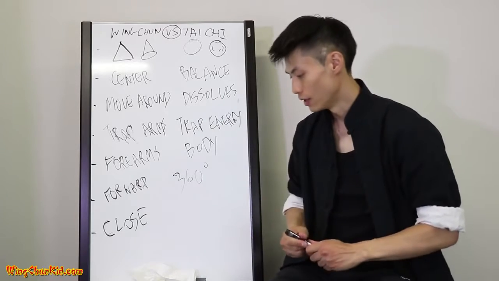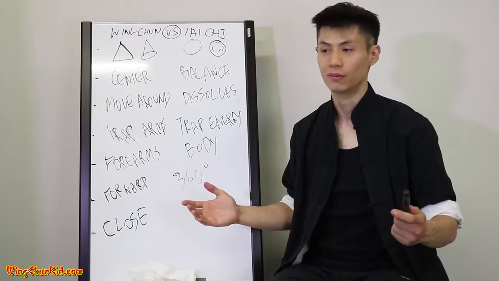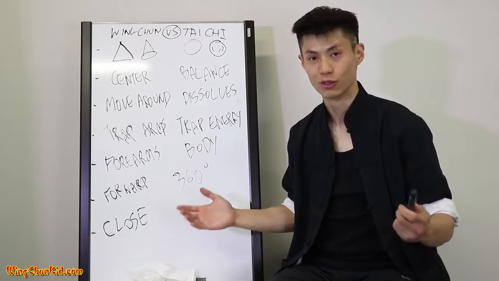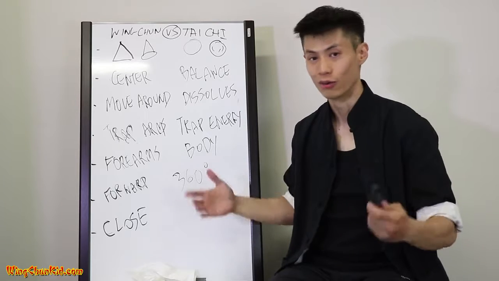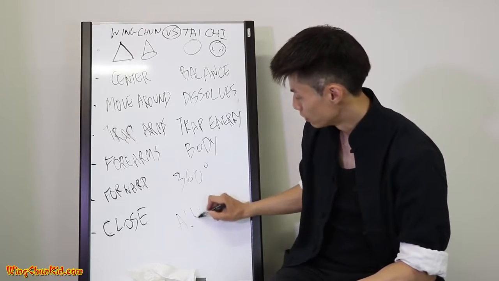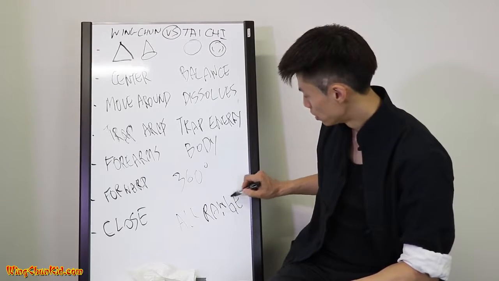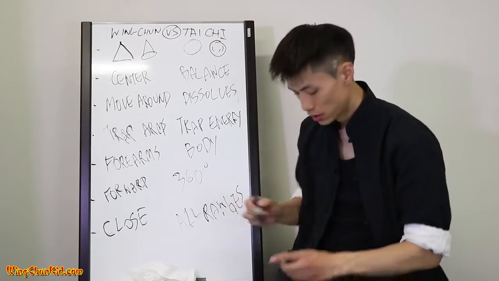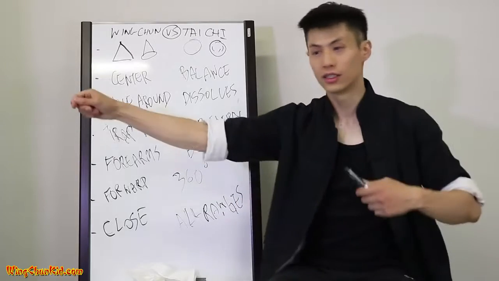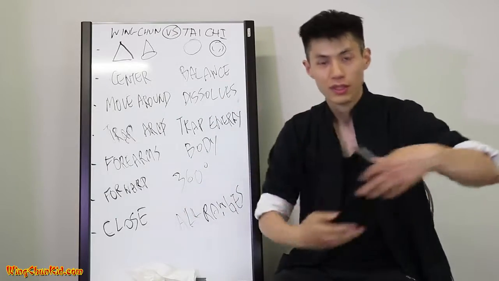Tai Chi can be long or short range. There is no close range or long range for Tai Chi. It can be both. So all ranges. There are techniques in Tai Chi, like the single whip, that are long range. There are Tai Chi techniques that can be short.